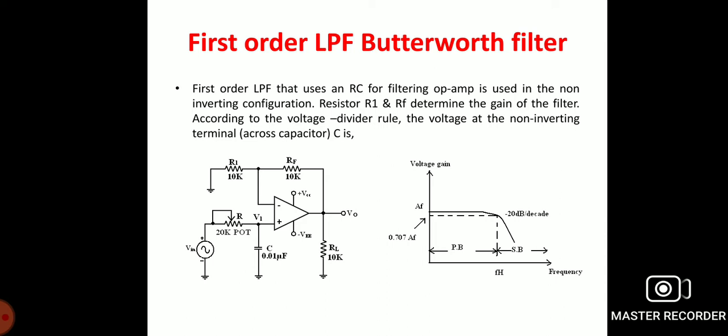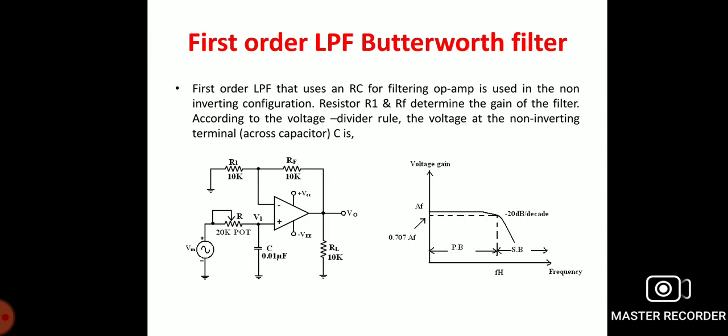Here is the graphical output waveform. The frequency is plotted against the voltage gain. The forward voltage gain is 20 dB, and then with increasing frequency it rolls off at negative 20 dB per decade.